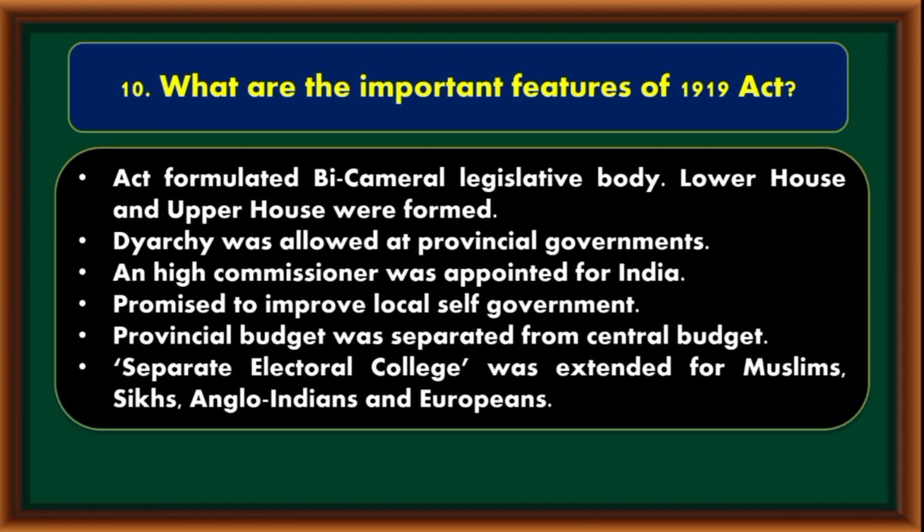What are the important features of 1919 Act? Act formulated bicameral legislative body. Lower house and upper house were formed. Hierarchy was followed at provincial governments. A high commissioner was appointed for India, promised to improve local self-government. Provincial budget was separated from central budget. Separate electoral college was extended for Muslims, Sikhs, Anglo-Indians and Europeans.